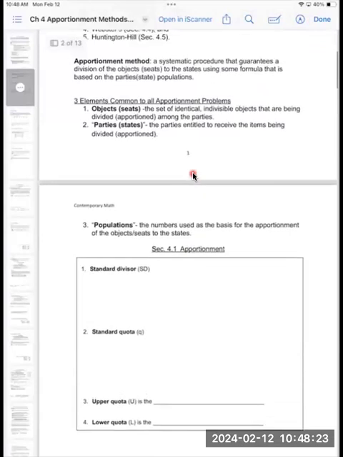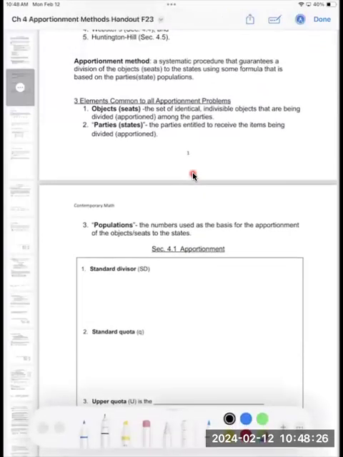So let me just show you some notation for some of these things. With the seats, we usually use the capital letter M to represent seats. And with the parties, we usually use the capital letter N. And the populations, we're going to see, are positive numbers.